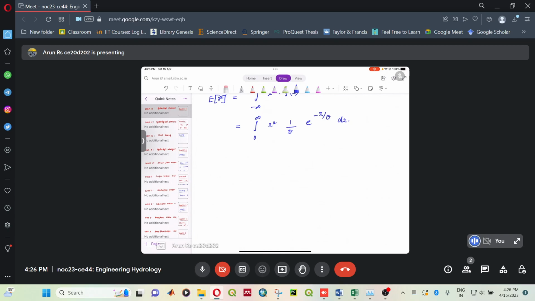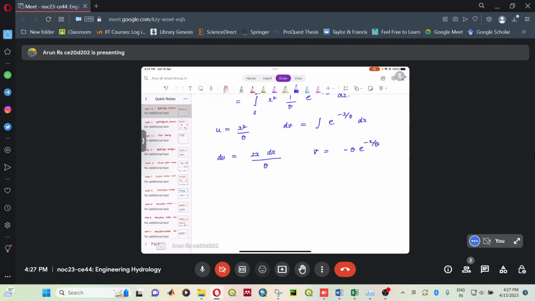We'll be using the integration by parts method. So we'll be taking u as x square by theta, and the rest of the terms will be dv, which is e power minus x by theta into dx. Now we need to find out what is du. du is 2x dx divided by theta. We are just differentiating it. And then for v, we need to integrate the dv. So this will be minus theta e power minus x by theta.